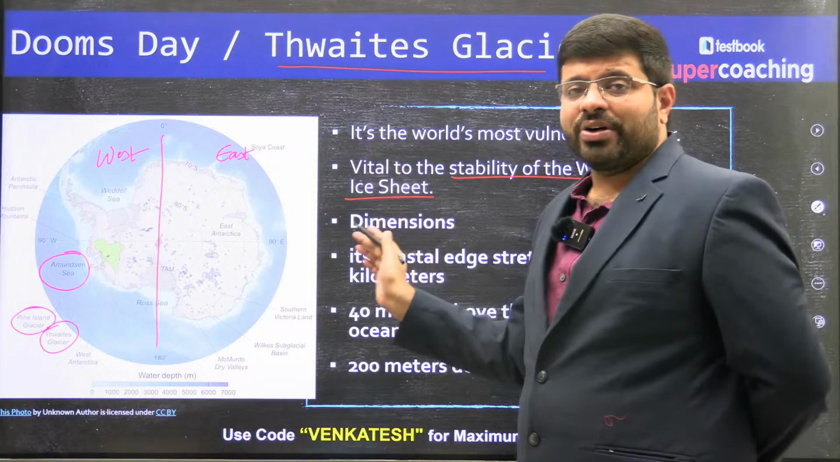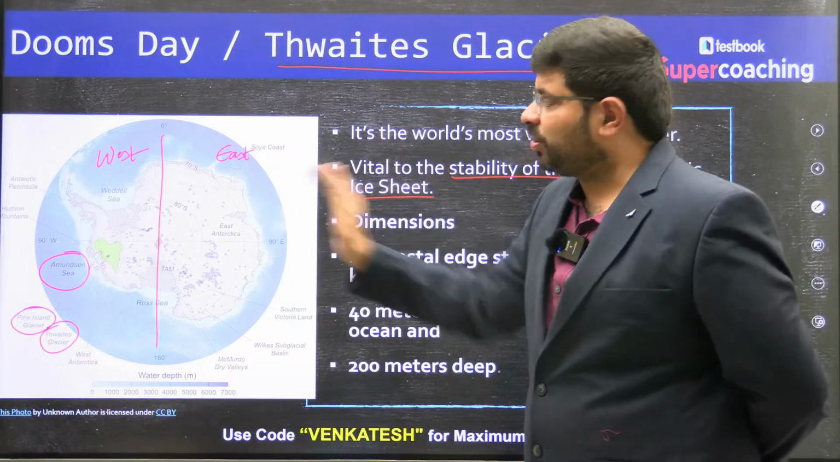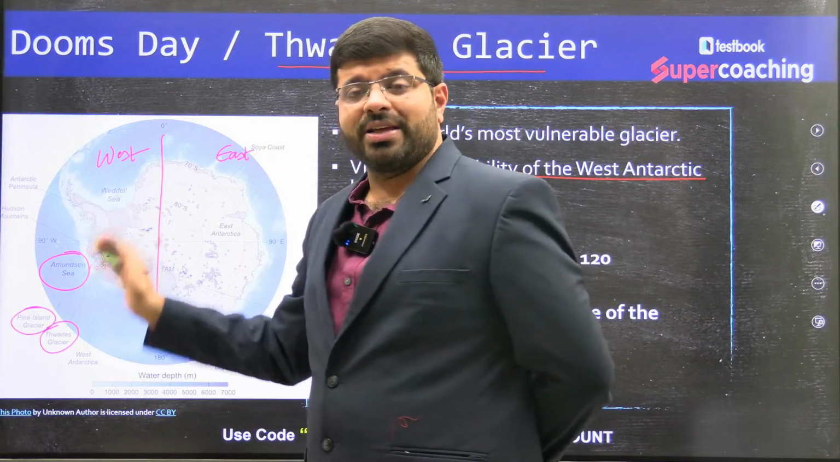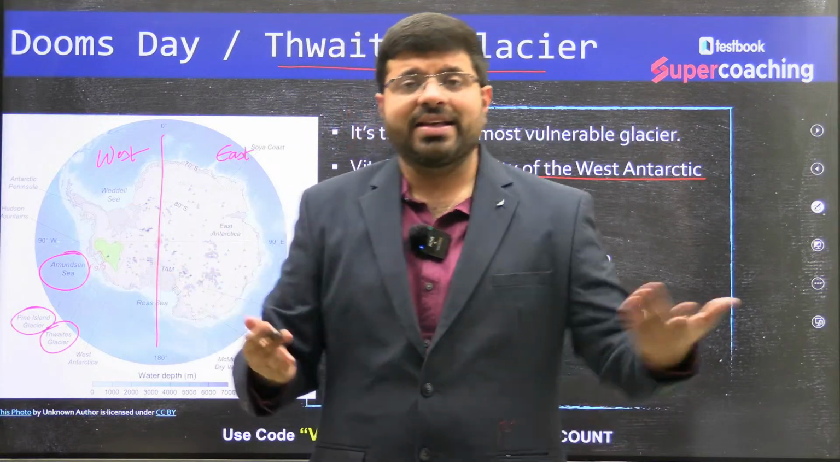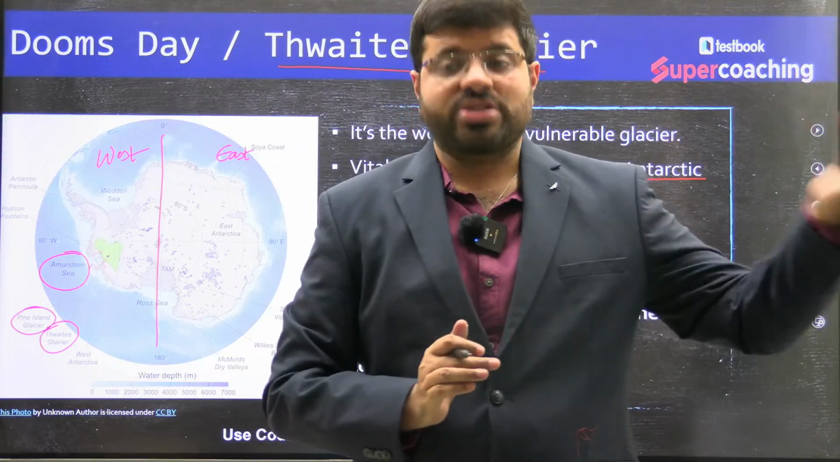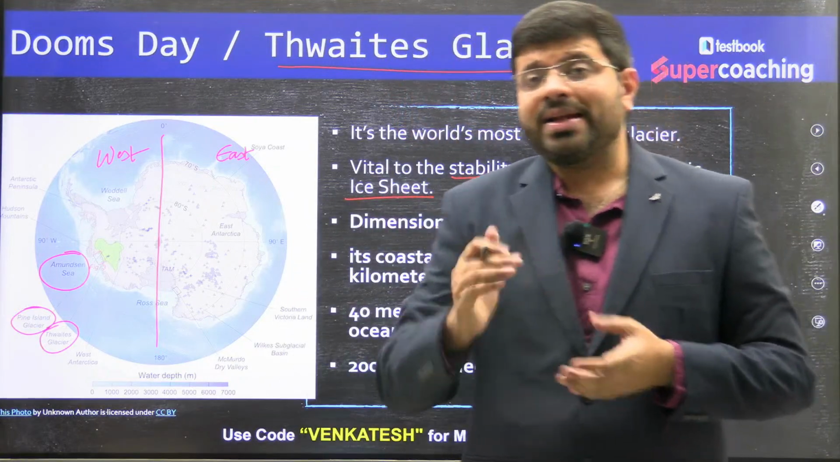So any further negative impact on the Thwaites Glacier can lead to the entire glacier breaking down into ice and increasing the level of the sea water. That will lead to coastal flooding. So why is it so?